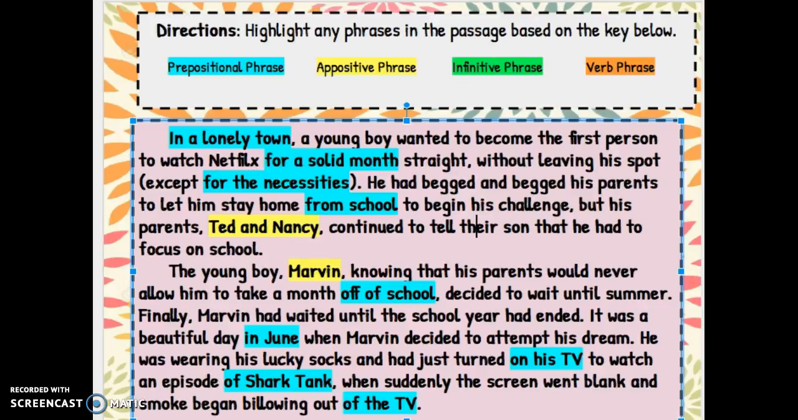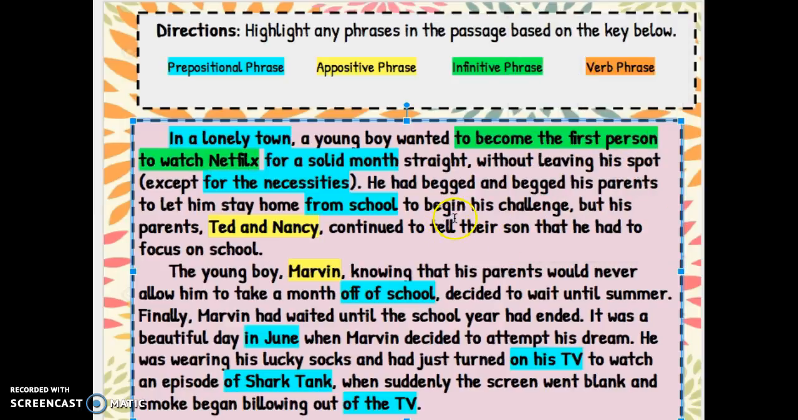So we're going to get our green highlighter out next. We're working with infinitives. In a lonely town, a young boy wanted to become. I know an infinitive is the word to plus a verb. To become, that fits my criteria. And then I need to do anything that is also relating to it. So to become the first person, that's all going to be an infinitive. To watch Netflix. So once again I have a to followed by a verb, and Netflix is my word pertaining to it.